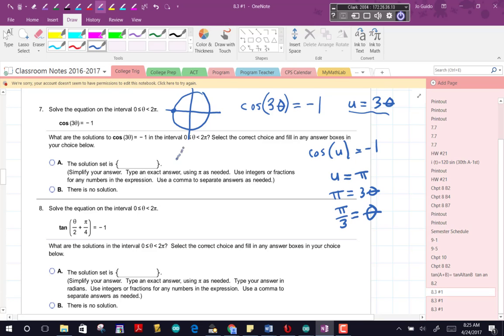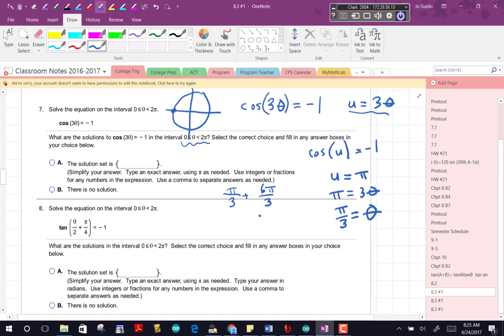Okay? But do we have any other solutions in 0 to 2 pi? When is cosine going to be equal to -1 again? We're going to have to go 2 pi around, right? Well, hold on. Let's see. Pi over 3 plus, change that to thirds, so that would be 6 pi over 3, right? So no, because that would be 7 pi over 3, and that would be outside.